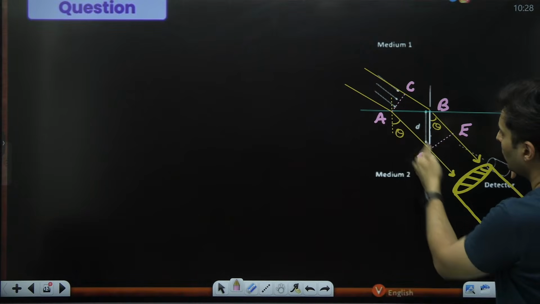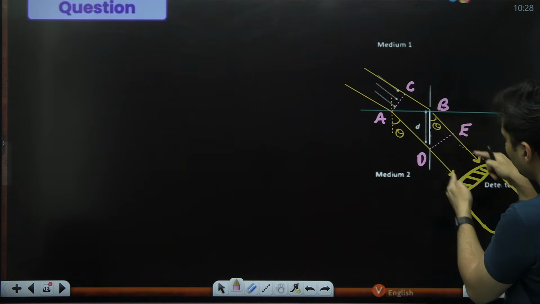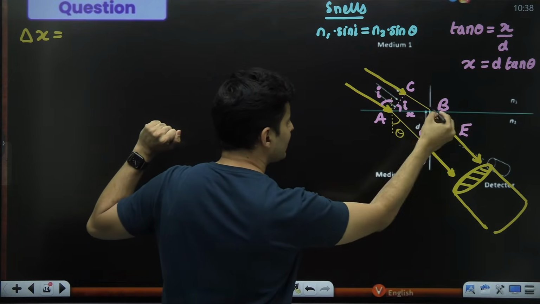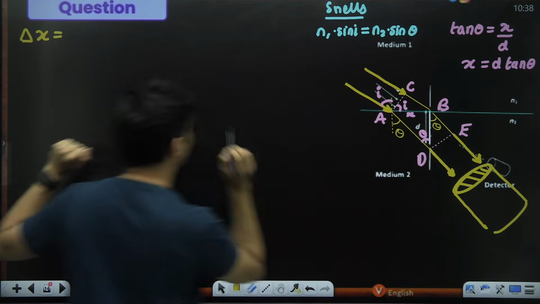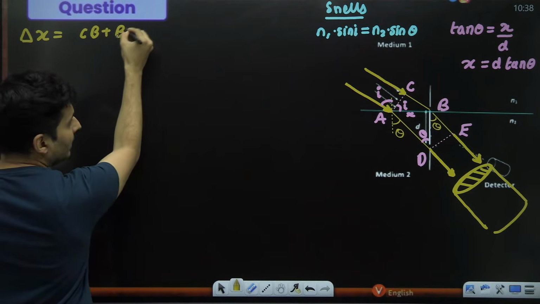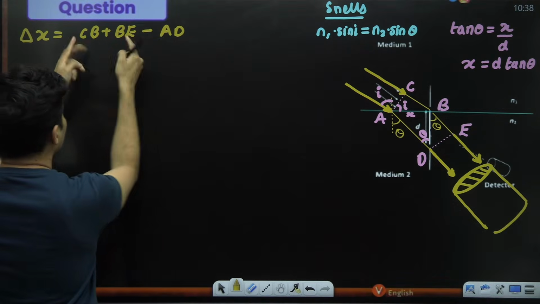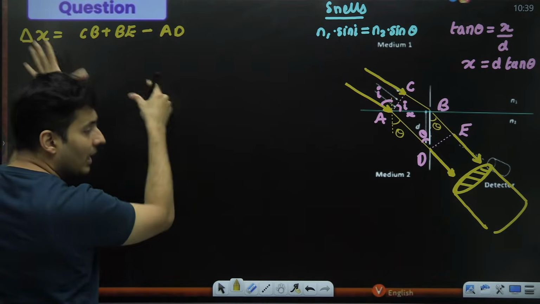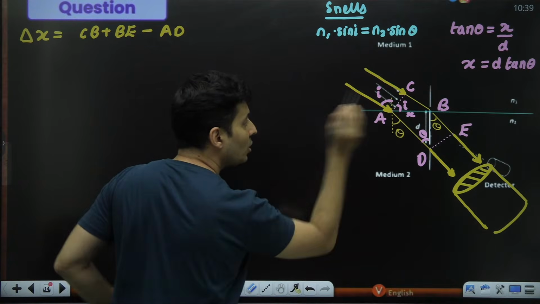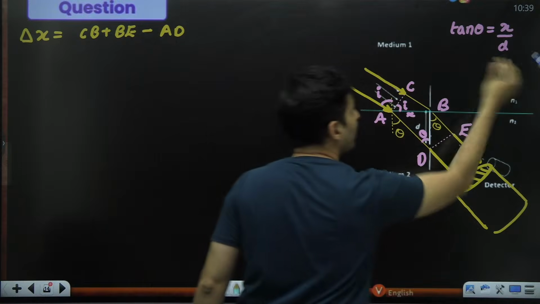This ray had to only travel AD because after D and E, both of them travel together. So delta x will be this path minus this path: optical path of CB plus optical path of BE minus optical path of AD. Now these are the geometrical lengths. I have to carefully multiply them with their corresponding refractive indices to convert them into optical path.